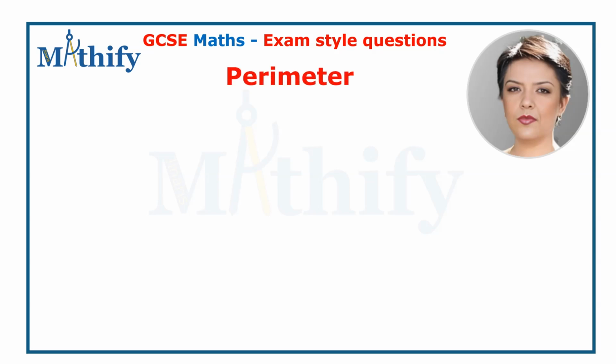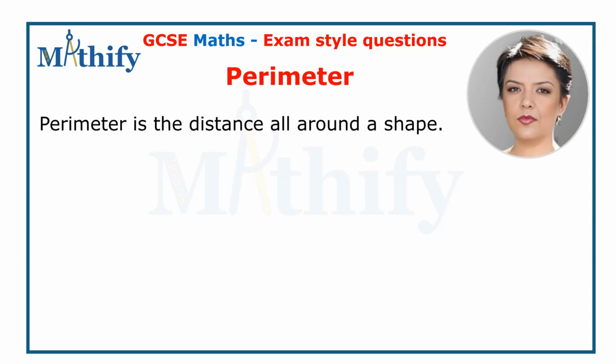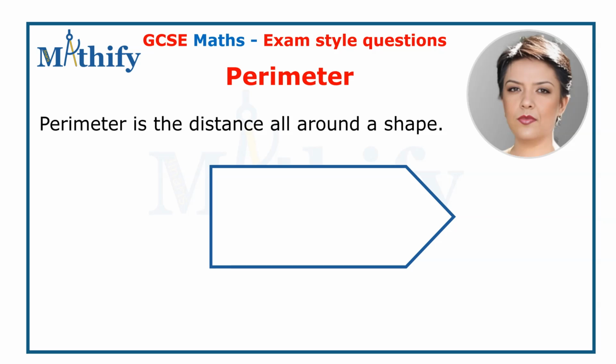Perimeter. What does perimeter mean to us? Perimeter is the distance all around the shape. Let us look at this shape, for example. We are given these values: 3, 6, 2, 2, 6. If we're asked the question, work out the perimeter of this shape, just remember this important information.